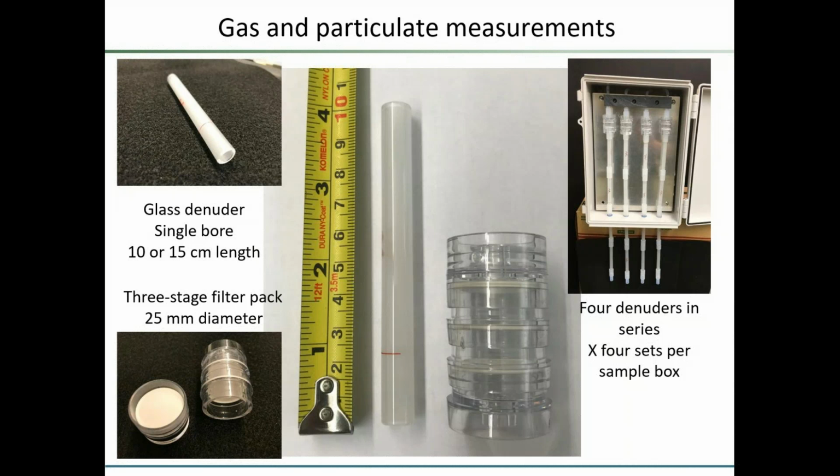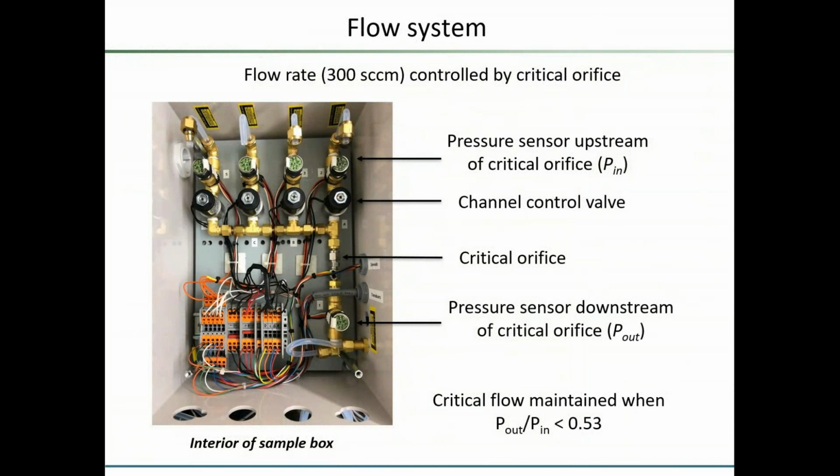So that's what the system looks like deployed in the field, with a rain shield over the two denuders that extend below the sample box itself. So I wanted to talk to you a little bit about the flow system, because here's the aspect of the system where low cost comes into play. This is a look at one of the sample boxes, the inside of the sample box, below the plate in front of which the denuders and the filter packs are located.